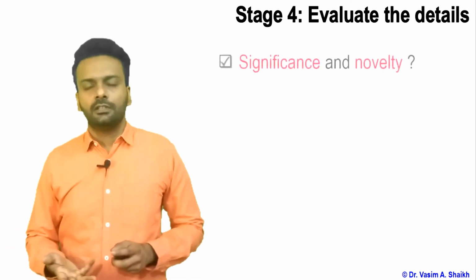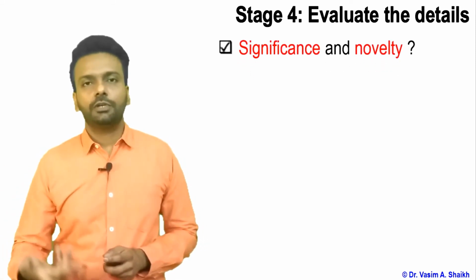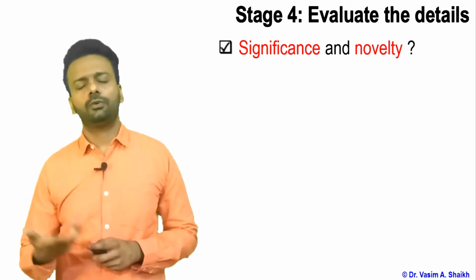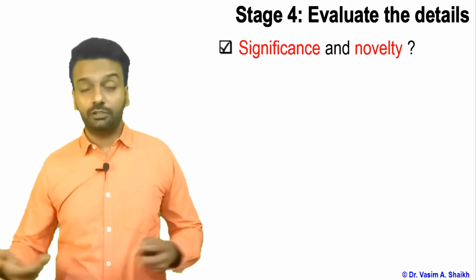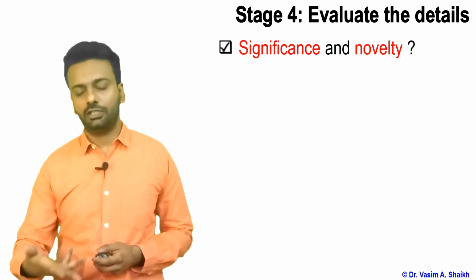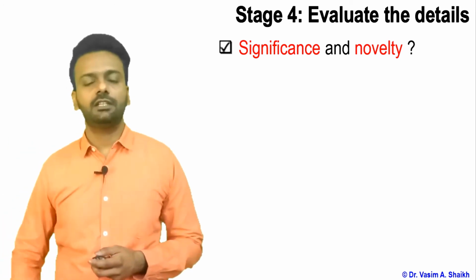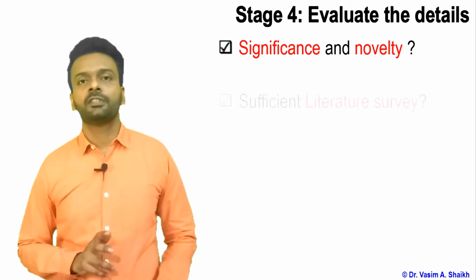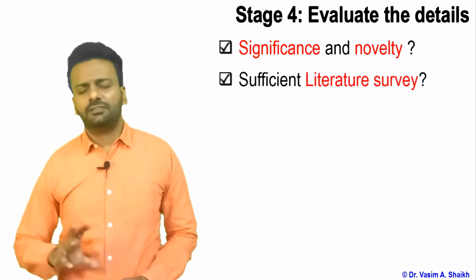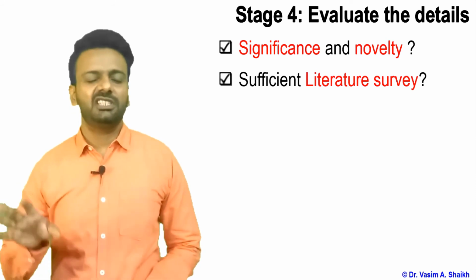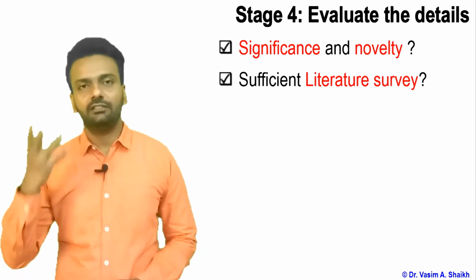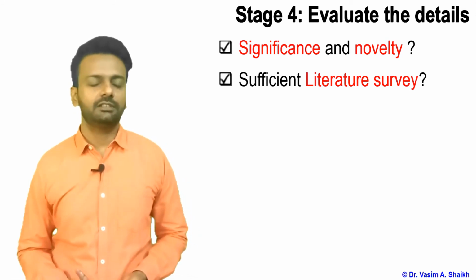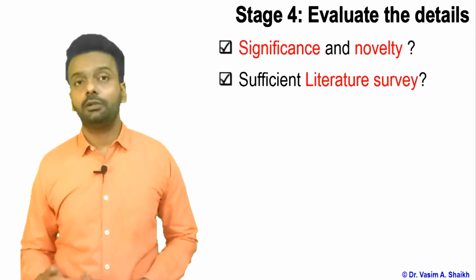Now again, in detail, what you want to see is the significance and the novelty in the paper, meaning what is the new thing they are trying to propose. That is the thing which we want to see when we are evaluating the detail of the paper. And whether they have done sufficient literature survey. Some papers do a literature survey of maybe only 5-10 references, then you know that these are novices. So like that you are trying to evaluate the detail.